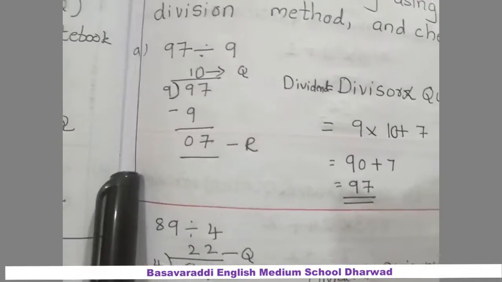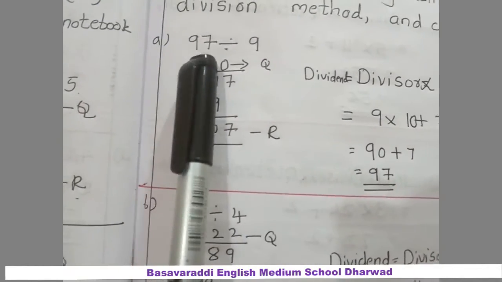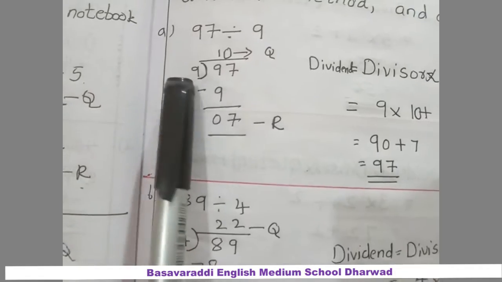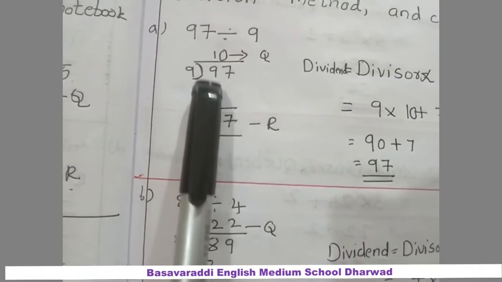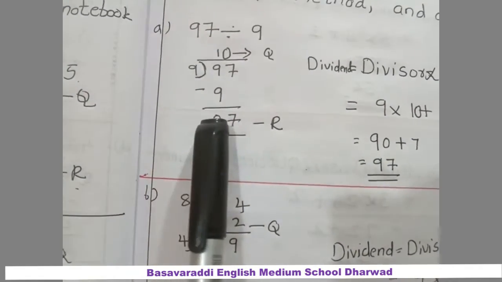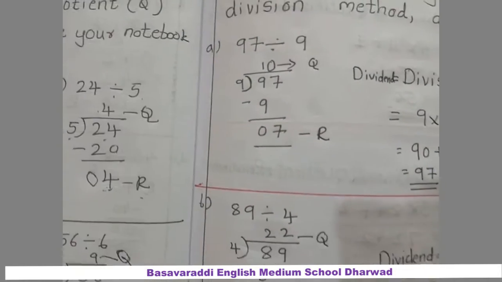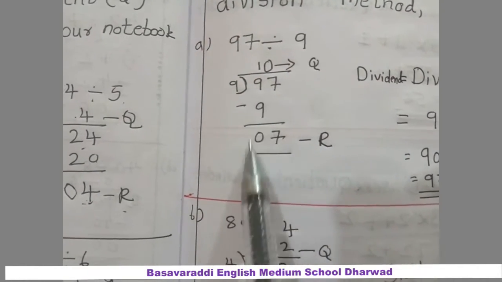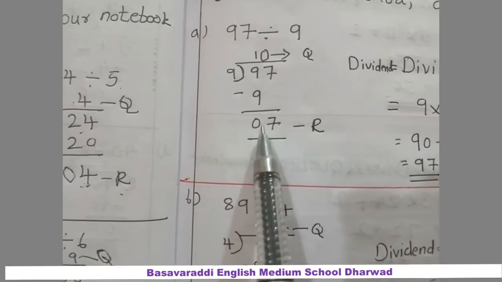So we have to check our answer. 97 divided by 9. So what do we have to do? Take the tens place first. 9 ones are 9. So 9 minus 9 is 0. The 7 we have to bring down, that is the ones place.